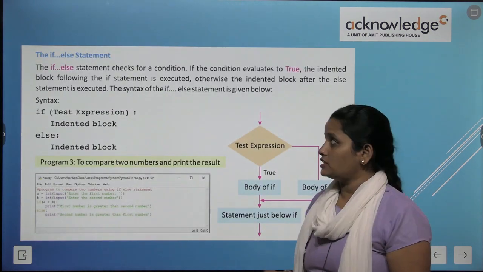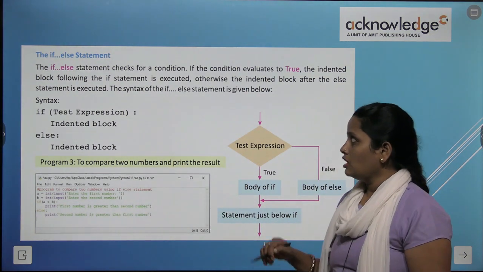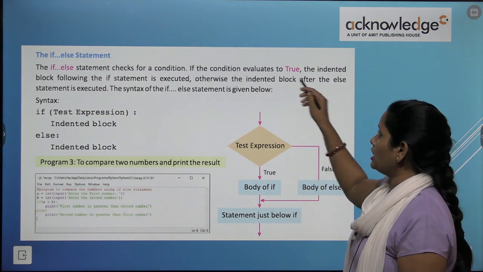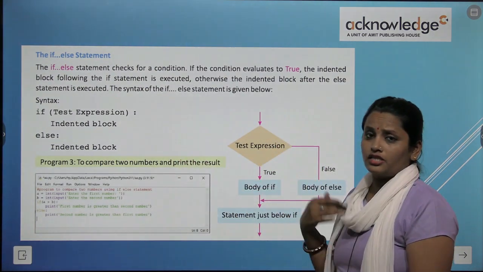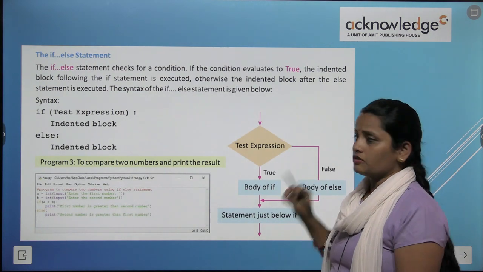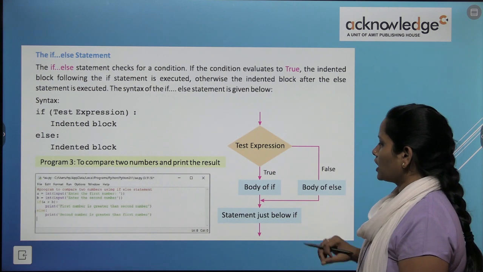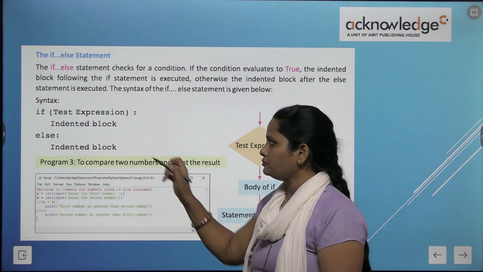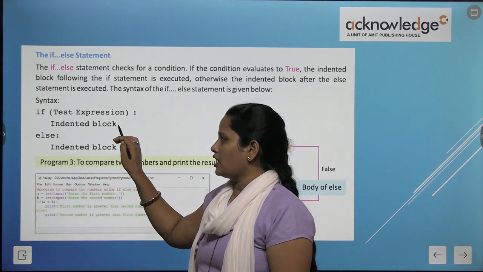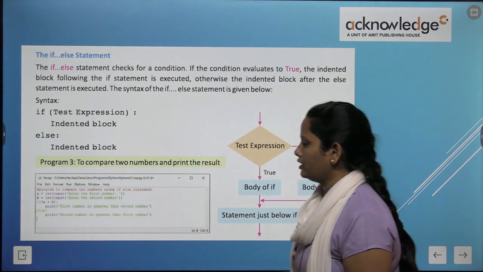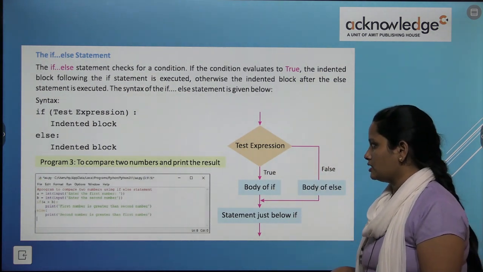Next is if-else statement. The if-else statement checks the condition; if the condition evaluates to be true, the indented block follows the if statement. अगर condition true है तो उसके नीचे वाले ब्लॉक को फॉलो किया जाएगा और अगर false है, else है तो अगले ब्लॉक को फॉलो किया जाएगा. Here is the syntax. If expression दिया गया है and else another block is here. Here is a flow chart of the given if then else.